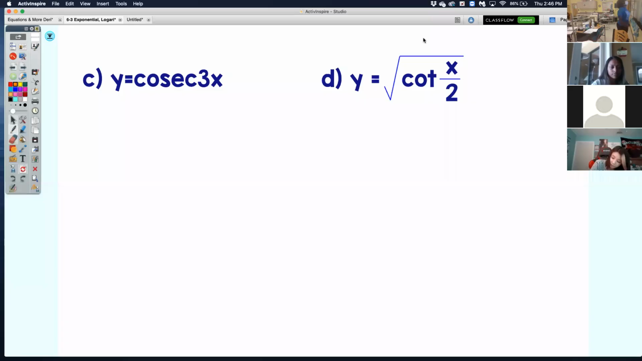All right. So we have cosecant 3x. Yes, that is C-O-S-E-C 3x. That's how they do cosecant in your reference booklet. So I don't want you guys to be like, whatever happened to C-S-C?